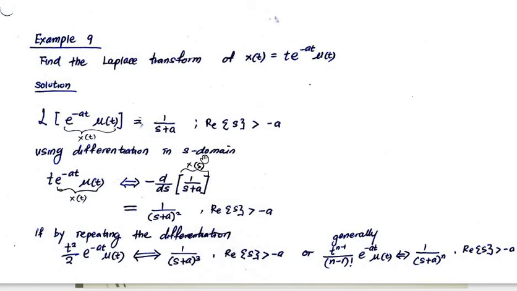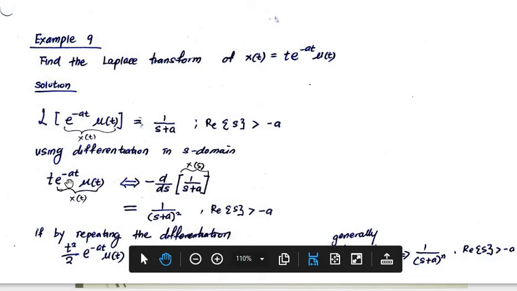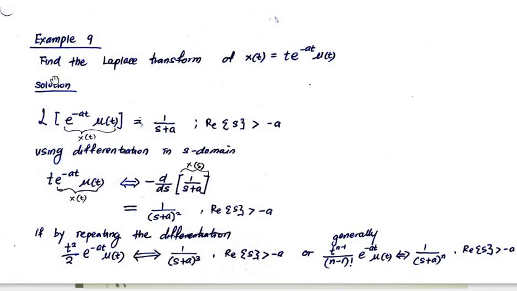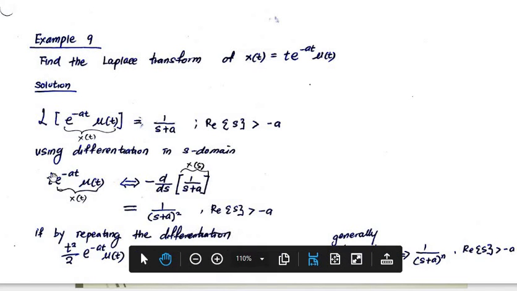So using differentiation in S domain, for t e to the negative a t u(t), you assume that x(t) is e to the negative a t u(t). The Laplace transform in S domain gives you negative d over ds of the bracket 1 over s plus a, which is equivalent to 1 over (s plus a) squared.